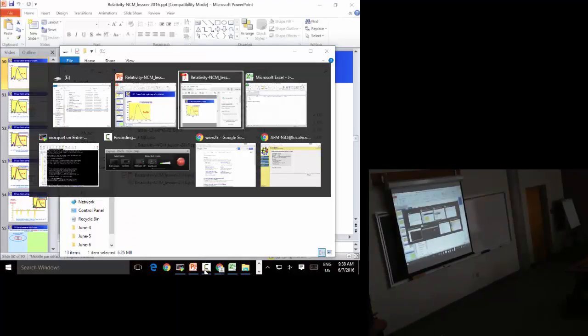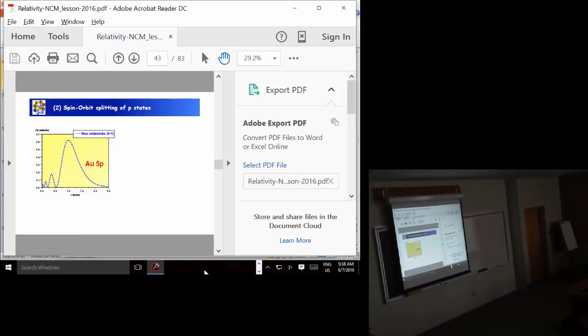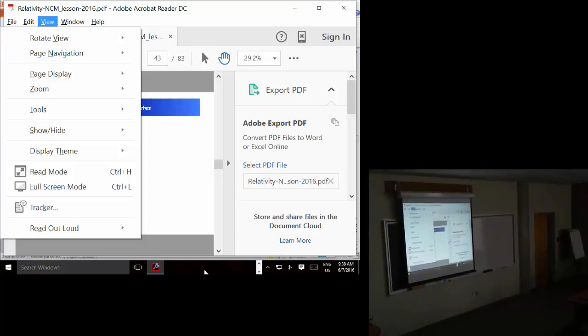So redo some PDF file. So how can you do it? View, control L.